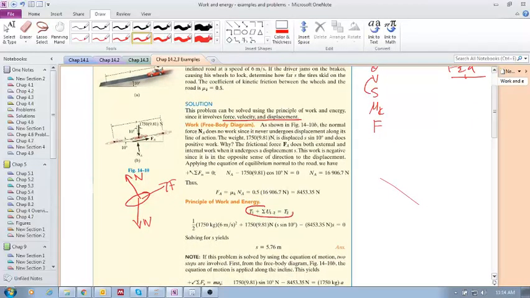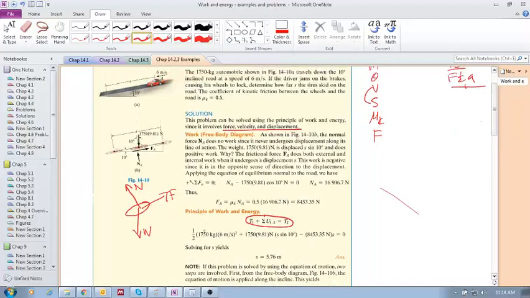We want to use this equation, the principle of work and energy: initial kinetic energy plus the sum of all the work done on the particle is equal to the final kinetic energy. So what is our initial kinetic energy at state 1? It's half m v squared, half times the mass, and the speed is 6 meters per second, squared.